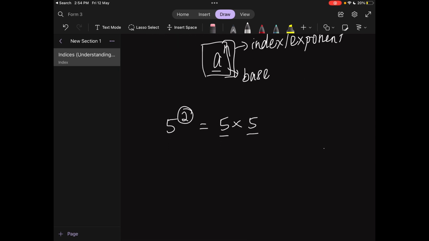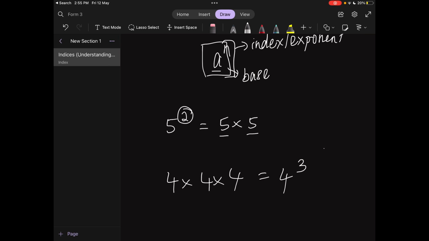I will give you an example here. For instance, we have 4 times 4 times 4. If you were to write this in index notation form, what would it be? The base is the number which is being multiplied, so it is 4. And the index, or the exponent, or the power, is how many times it's multiplied. So it's 3. So 4 to the power of 3, or we also call it 4 cubed. That's it. It's as simple as that.